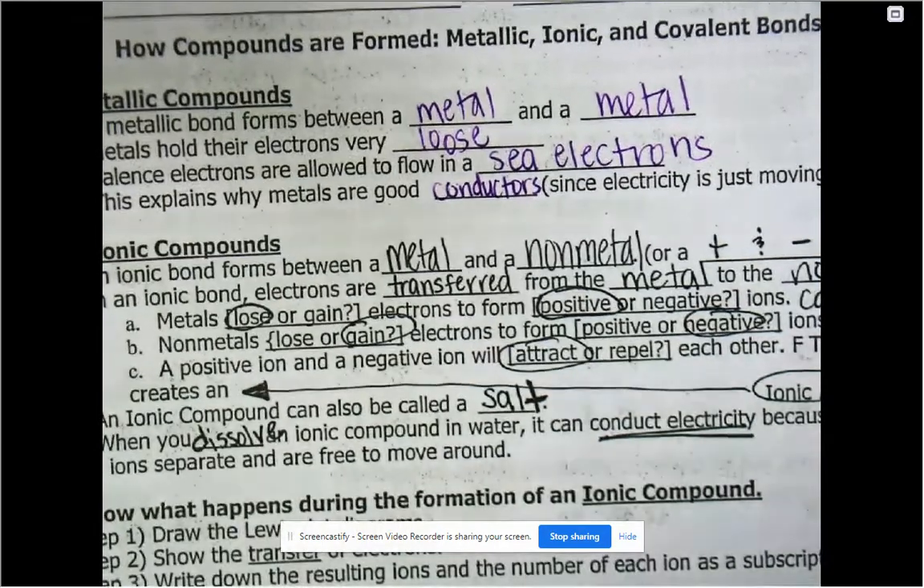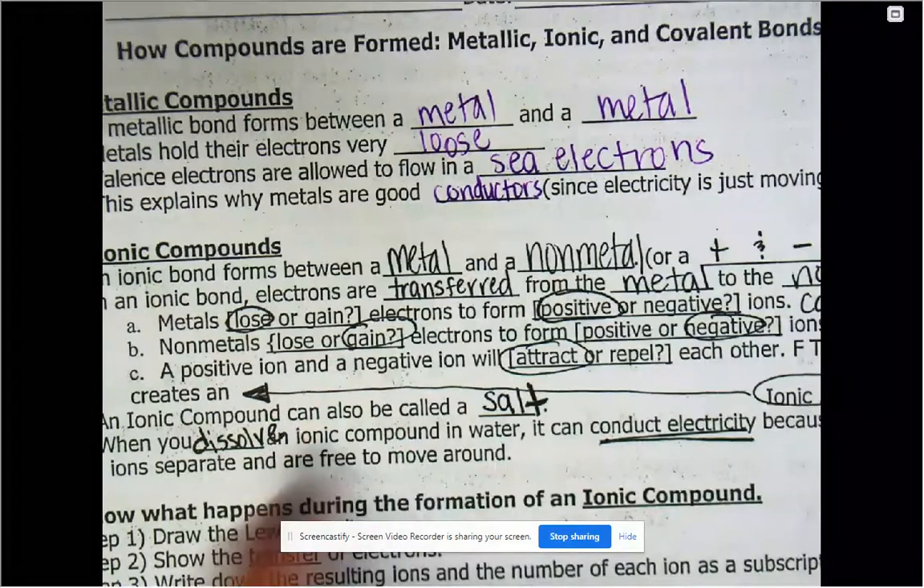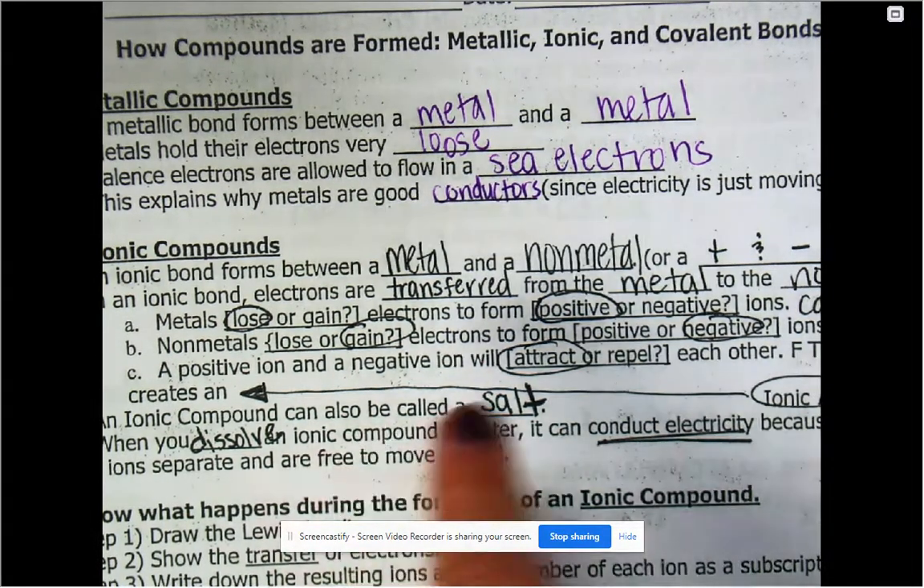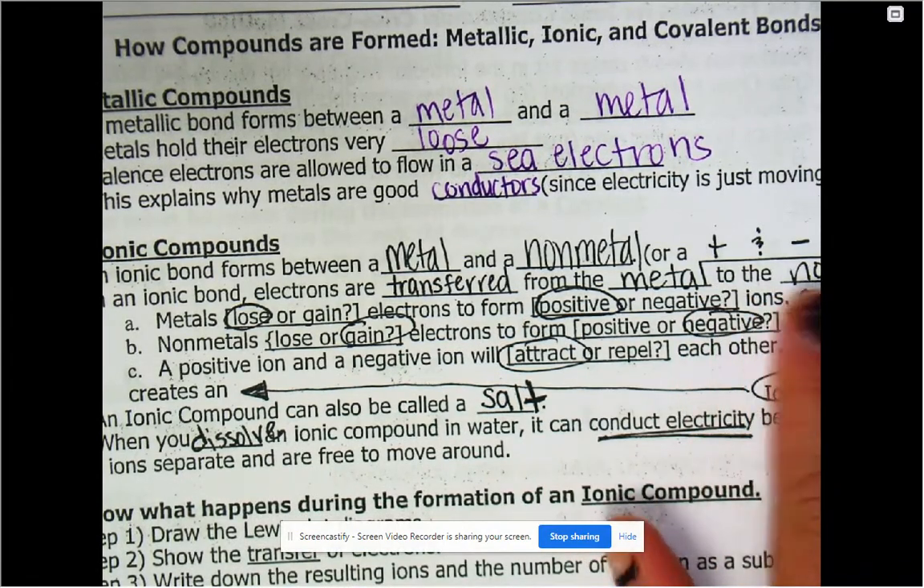So ionic stuff are ones that contain a metal. So I've already written in half these notes for you, so please read along with me. Okay. So an ionic bond forms between a metal and a nonmetal, or a positive and a negative ion.